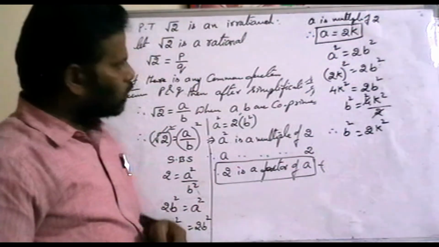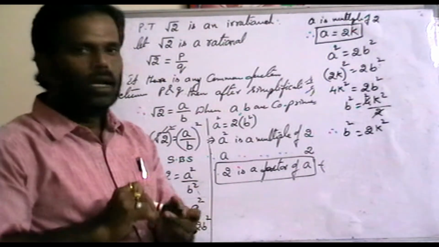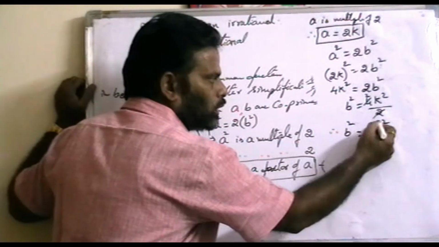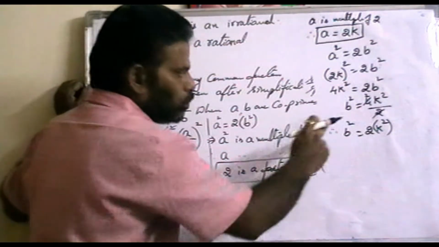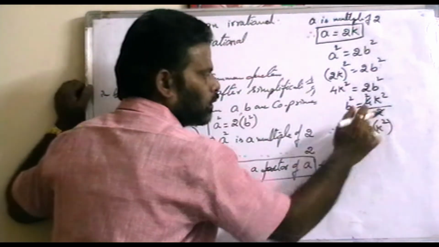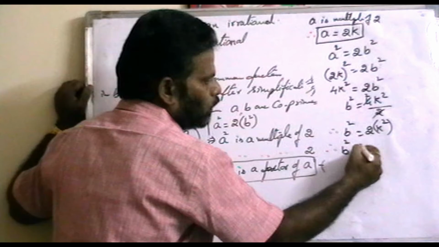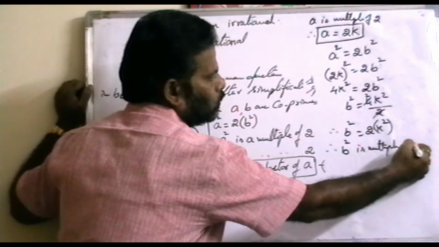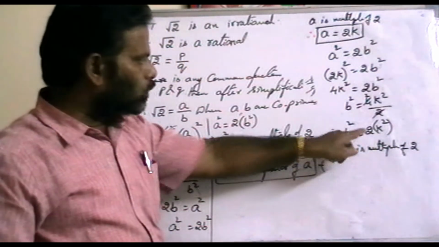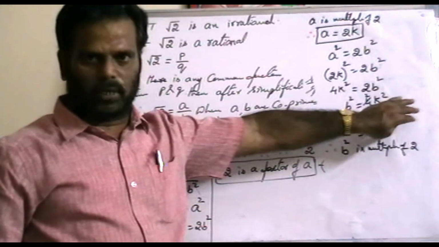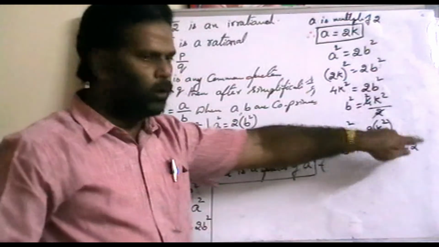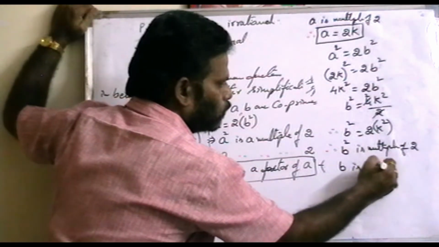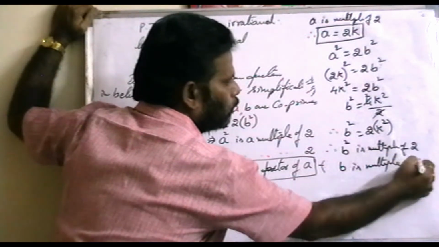B square is equal to 2k square. B square is equal to 2 into something. Therefore we can say that b square is a multiple of 2, because b square is 2 into something. 2 into anything is a multiple of 2. So b square is a multiple of 2. If b square is a multiple of 2, then b is also a multiple of 2.